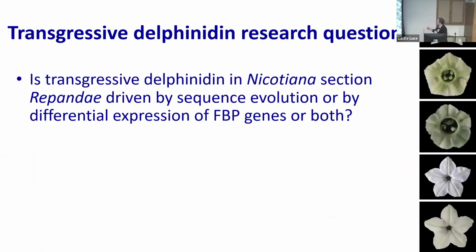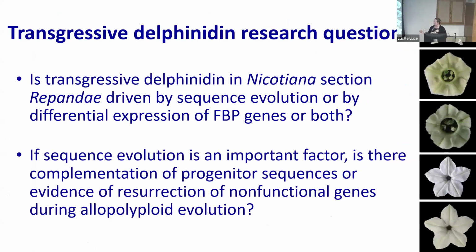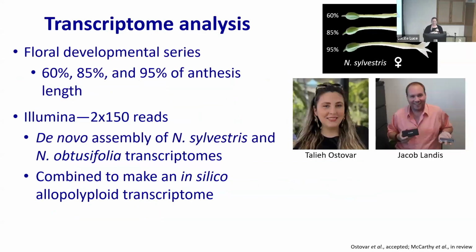And so my questions here are, is this delphinidin coming because of differences in sequence evolution, in differential expression, or a combination of both? And if sequence evolution is important, then is it because we have complementation from our progenitors, where coming together in the same genome means that they can then produce that pigment they couldn't before? Or has there been some sort of resurrection of function during polyploid evolution? Told you you'd see his face again.